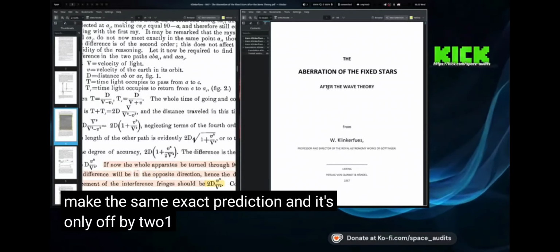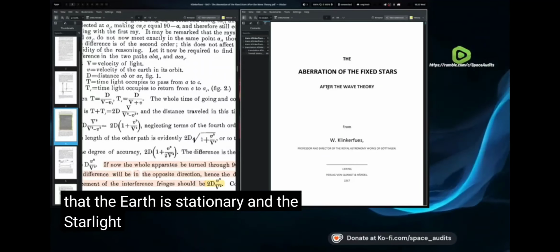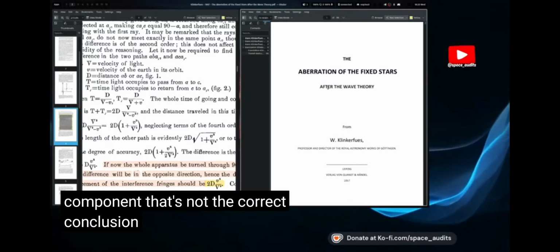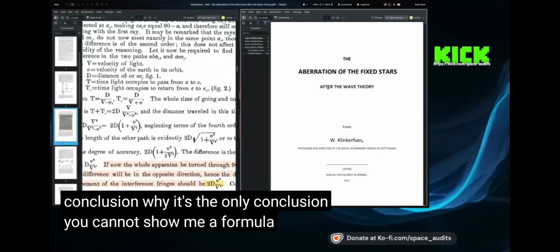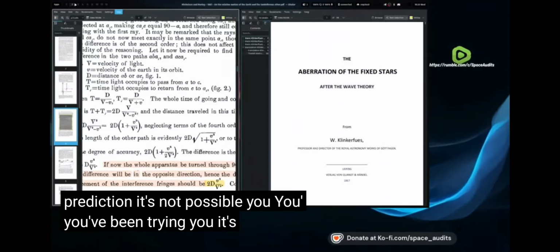And it's only off by 10 millionths. And they measure no change. The implication is that the Earth is stationary and the starlight is what's coming in with that horizontal velocity component. Correct. That's not the correct conclusion. Why? It's the only conclusion. You cannot show me a formula that shows that in water it will make the same prediction. It's not possible. You've been trying. There is none.